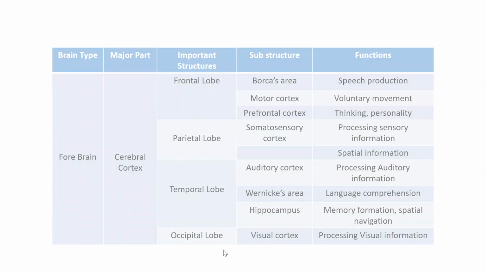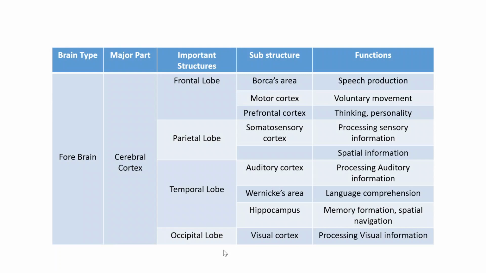Yep. So let's go with the forebrain first. Its major part is the cerebral cortex, and it is divided into four lobes. Frontal lobe: Broca's area, obviously related to speech production. Motor cortex, movement. Prefrontal cortex, thinking, personality.